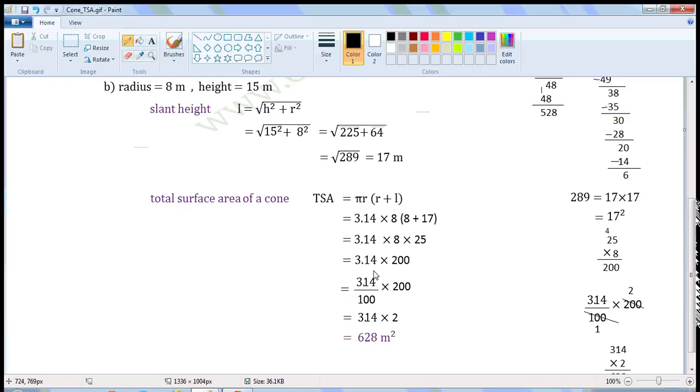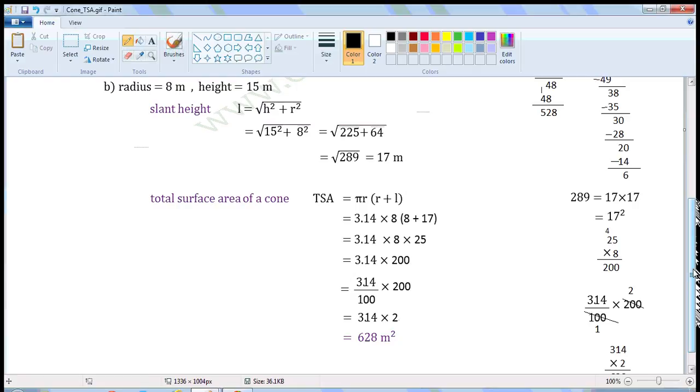Now this is a decimal. We can convert this into a fraction. Then it will be equal to 314 by 100. So we can write this as 314 by 100 into 200. Now let us simplify these two in the rough work. Common factor of 200 and 100 is 100. Divide both of them with common factor. When we divide 200 with 100, we get 2. When we divide 100 with 100, we get 1. The values left are 314 by 1 into 2, which is equal to 314 into 2.